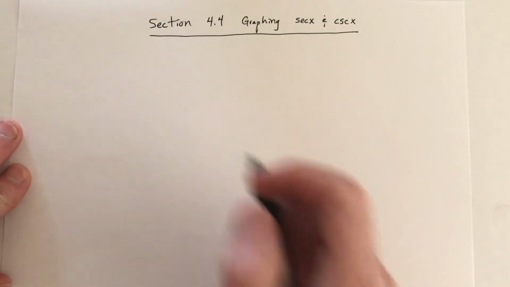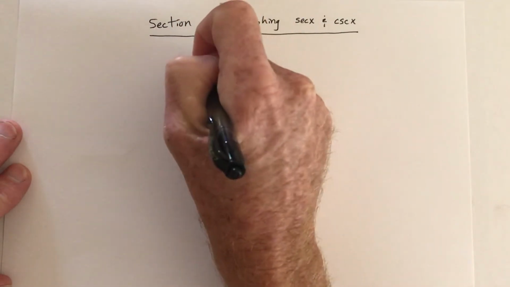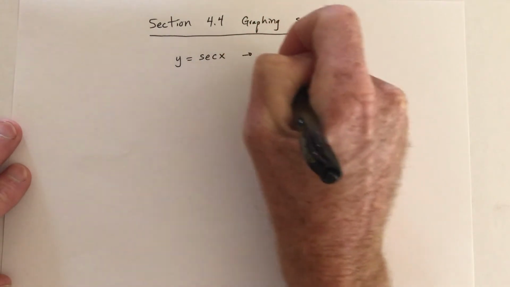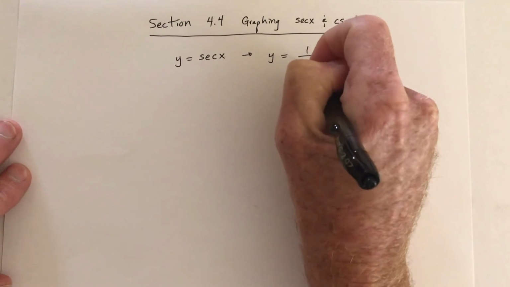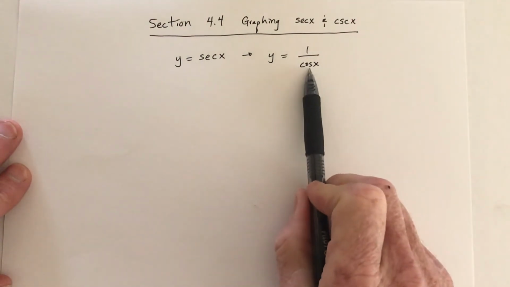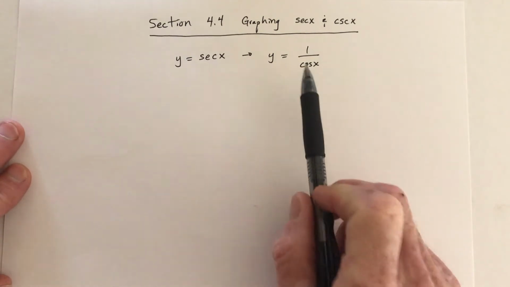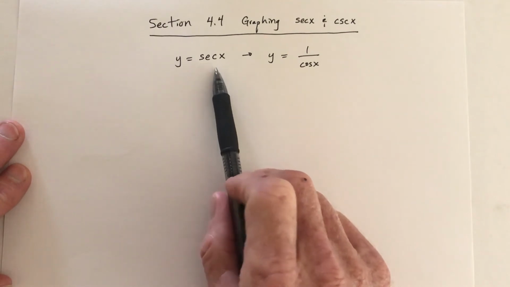And now let's take a look at graphing of secant of x and cosecant of x. So to begin with, if we go with the secant of x, well, I can use the trig identity that secant of x is 1 over cosine of x. Now, because of this division right here, that means that anytime cosine equals 0, this one is going to be undefined. So this one is going to have asymptotes.